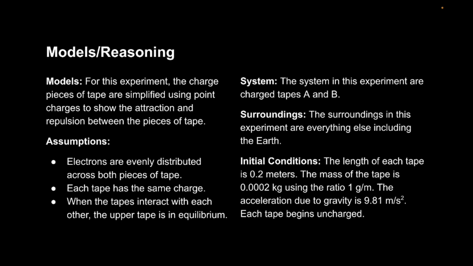So for this experiment, the charged pieces of tape are simplified using point charges to show the attraction and repulsion between the pieces of tape. The assumptions made are that the electrons are evenly distributed, each tape has the same charge, and that when the tapes interact with each other, the upper tape is in equilibrium. The system in this experiment is charged tapes A and B, and the surroundings is everything else, including the Earth. Our initial conditions include the length of the tape being constant at 0.2 meters, the mass of the tape being 0.0002 kilograms using the ratio 1 gram per meter, and the acceleration due to gravity being 9.81 meters per second squared, and that each tape begins uncharged.